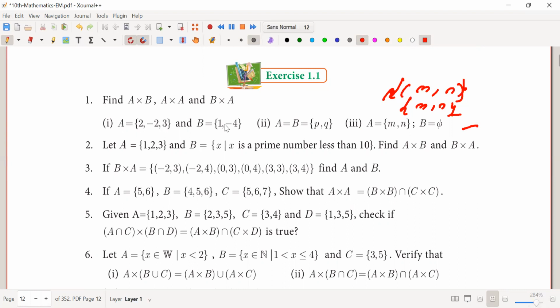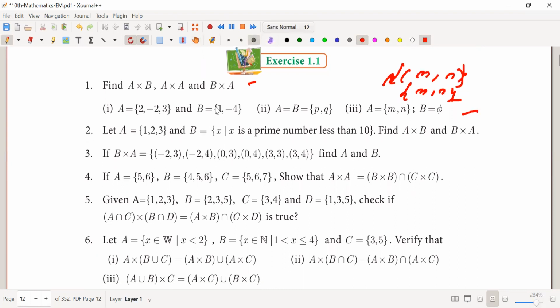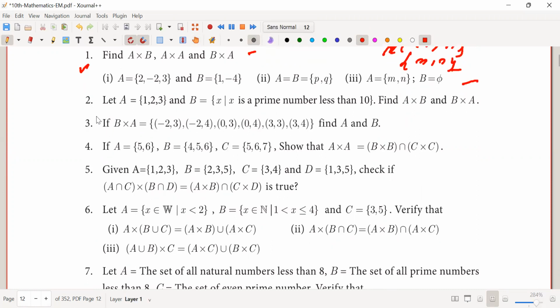Here, 3 into 2, 6 terms will be there. Here, both are {p, q}. So it will be the same, isn't it? All the answers will be the same. You can easily deduce the relation, right? Now you understand the fundamentals for this. You can work on this, all right? Then, check the second question.